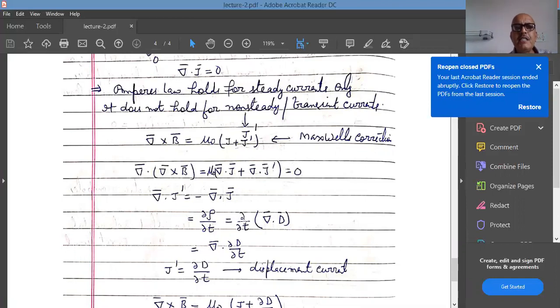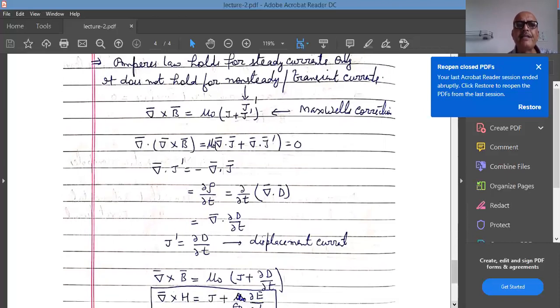So we can change them anytime. Therefore this equation can be written as divergence of del D over del T. And if you equate, then J dash is del D over del T. It is the time rate of change of the displacement vector. That is why we call it a displacement current. The displacement current concept was given by Maxwell.